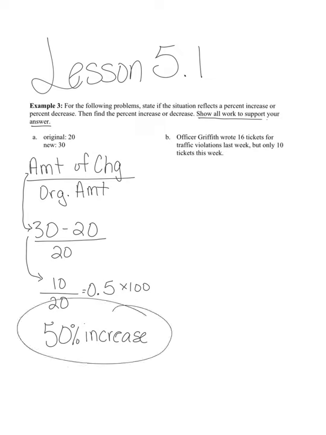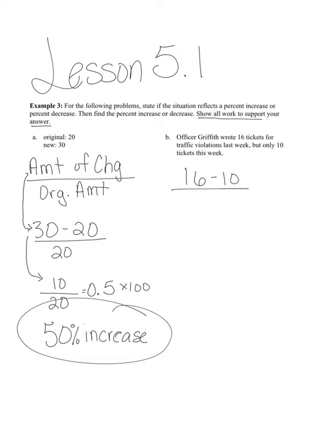And now we have part B. Officer Griffith wrote 16 tickets for traffic violations last week, but only 10 tickets this week. So looking at our steps in question A, we're going to follow that same process. We're going to find the amount of change here. So that's taking 16 minus 10. We're going to divide that by the original amount.